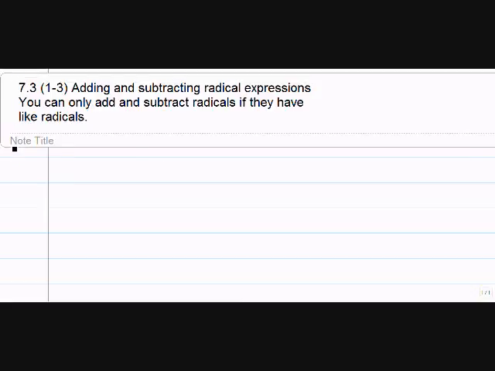Well, if I have a problem like the square root of 5 plus the square root of 3, these radicals are not exactly alike. One of them is the square root of 5, one of them is the square root of 3. I can't simplify this anymore.